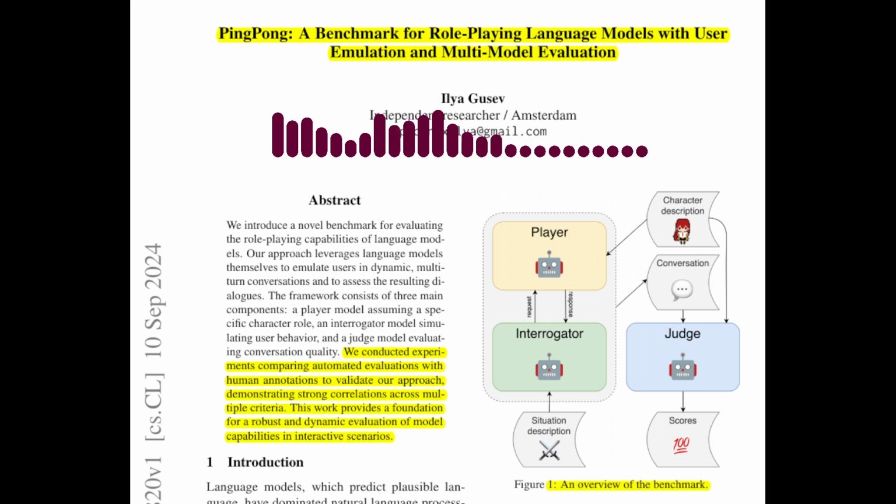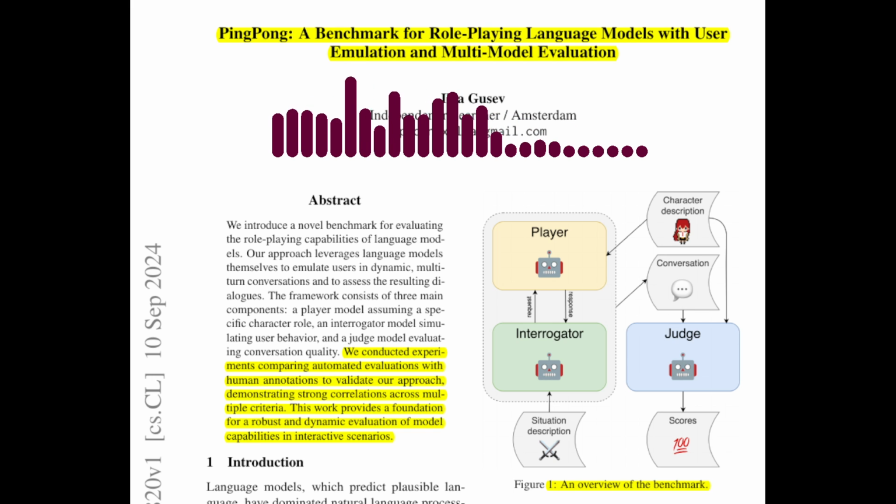Existing benchmarks for role-playing language models often rely on single-turn interactions, which don't accurately reflect real-world usage. They also suffer from data contamination, where the test data leaks into the model's training datasets, compromising their validity. Furthermore, many benchmarks rely on a single model as a judge, introducing potential biases.